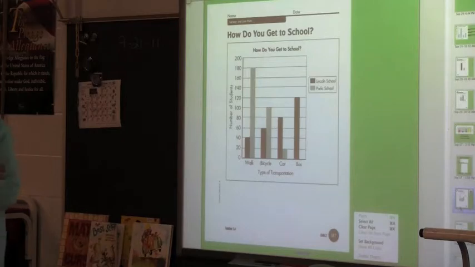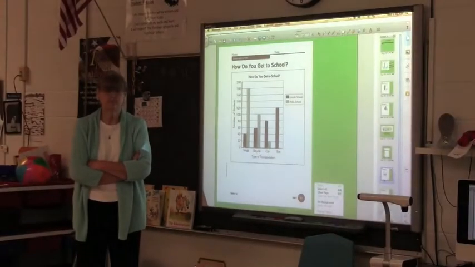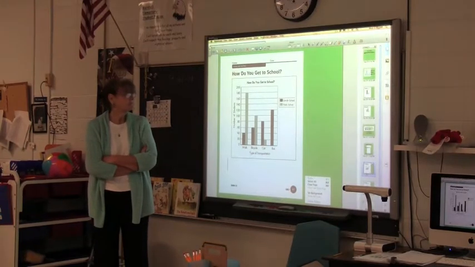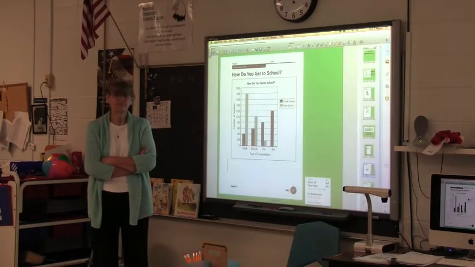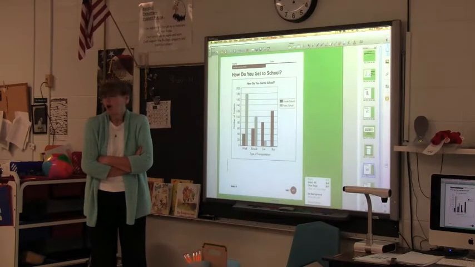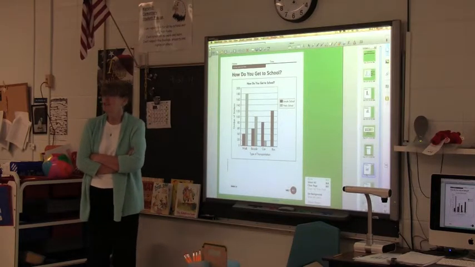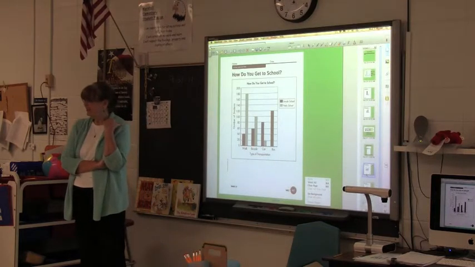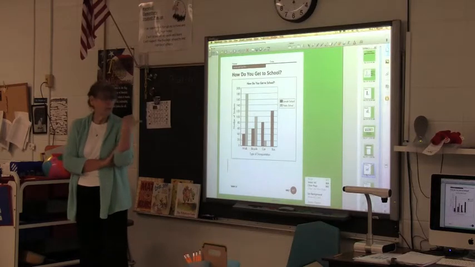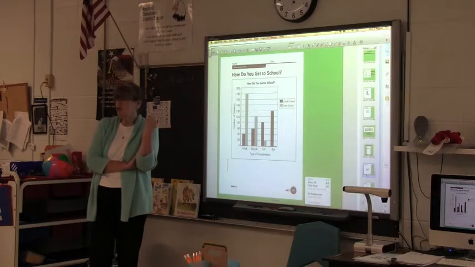Curtis? I can tell because on Lincoln School it says black, so the black stuff has to be Lincoln School, and then Park School has to be the blue stuff. You guys, that's awesome. Did you do this in second grade? Oh, we've done this all the time. You've done double bar graphs? No, I didn't think so. You're just so smart, you figure it out.